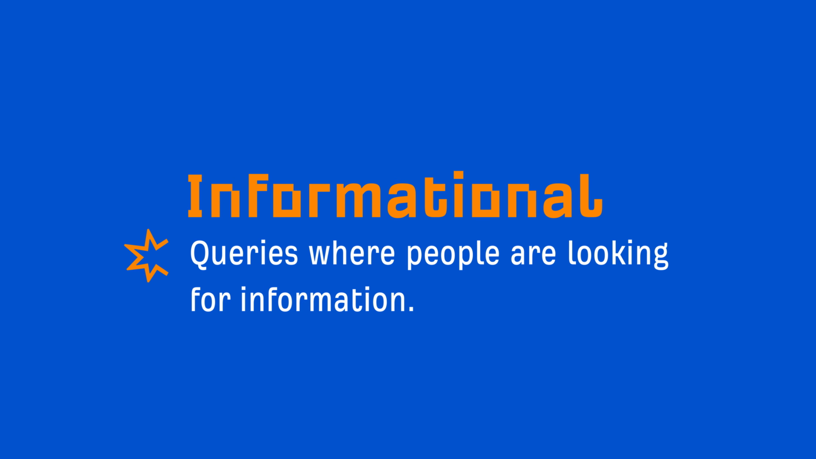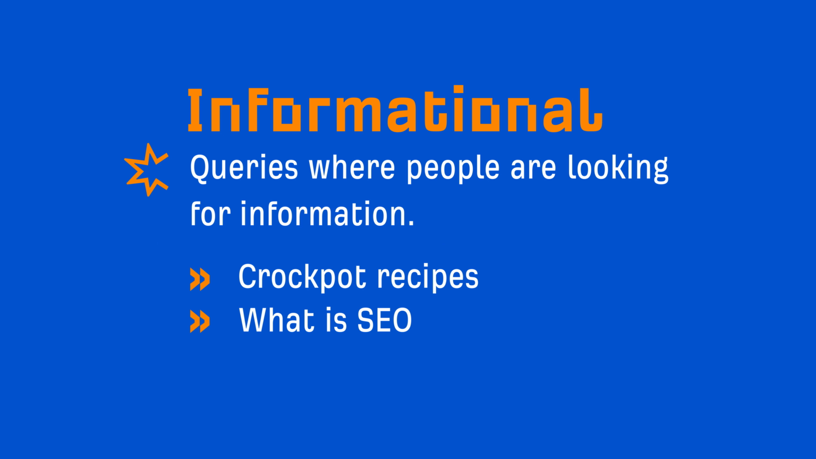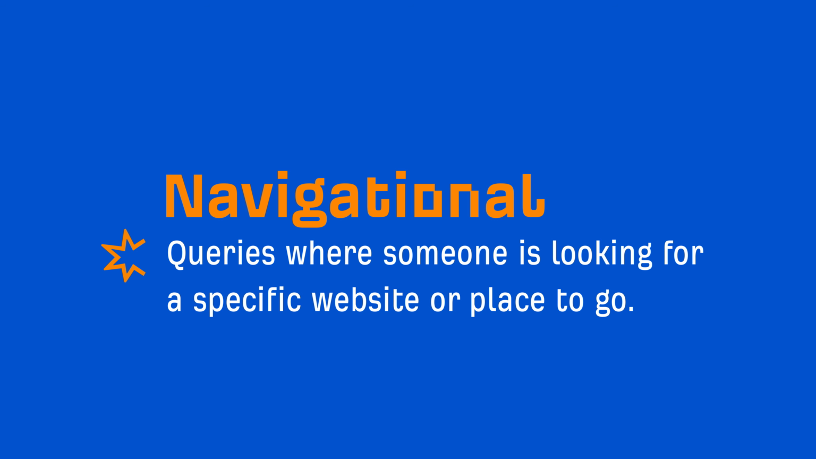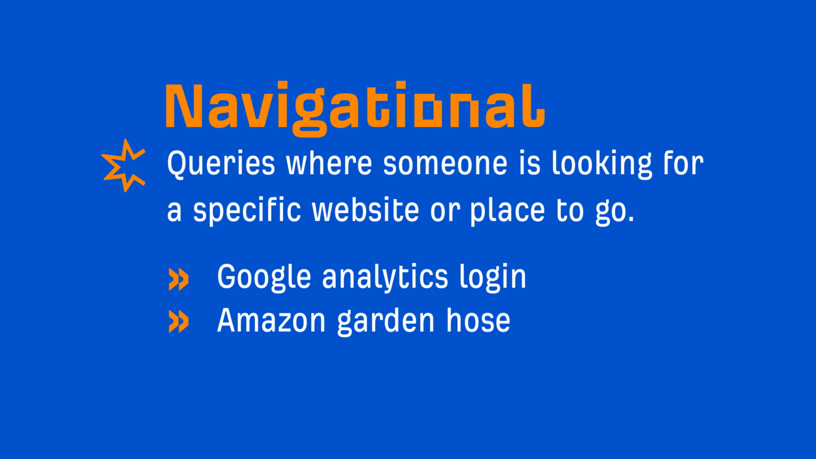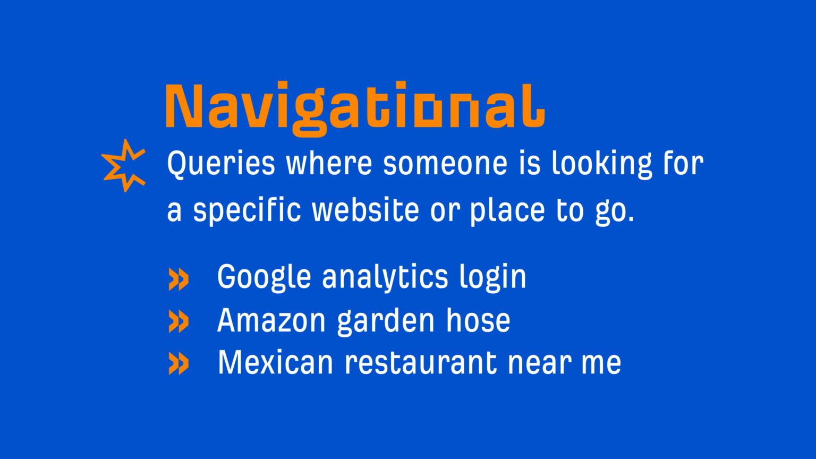So informational queries are ones where people are looking for information. They want to learn. So crockpot recipes, what is SEO, etc. would generally be considered informational. And pretty much any site can rank for these through articles. As for navigational queries, these are ones where someone is looking for a specific website or place to go. For example, Google Analytics login, Amazon garden hose, or Mexican restaurant near me.